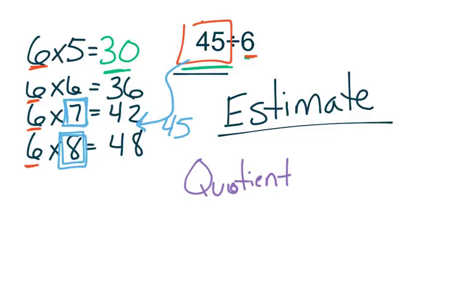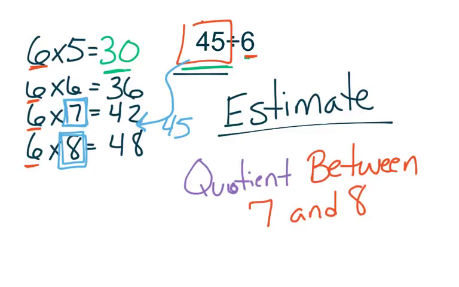So that's what we're going to list. Our estimate for our quotient for this problem is going to be between 7 and 8. And that's what we're looking for from this problem. We're not looking to find the exact quotient. We're not looking for the remainder, but we're looking for our sandwich. What is our quotient going to fall between? Our quotient is going to fall between 7 and 8.